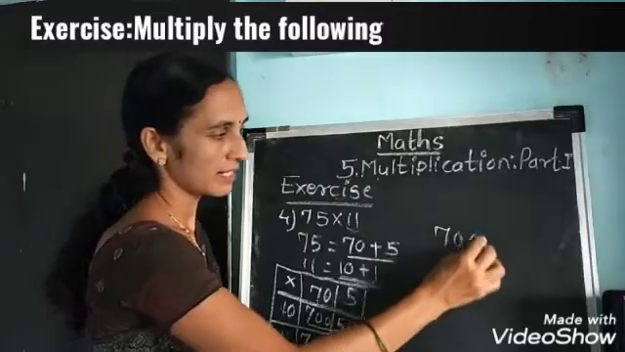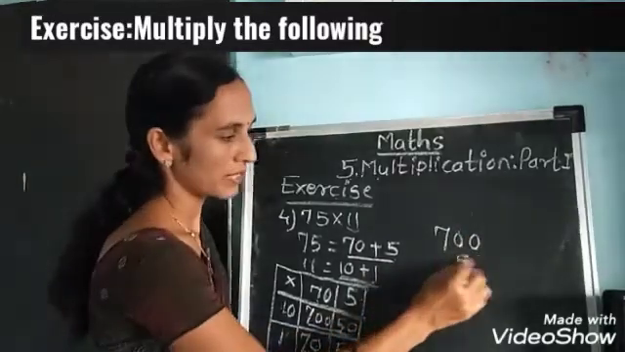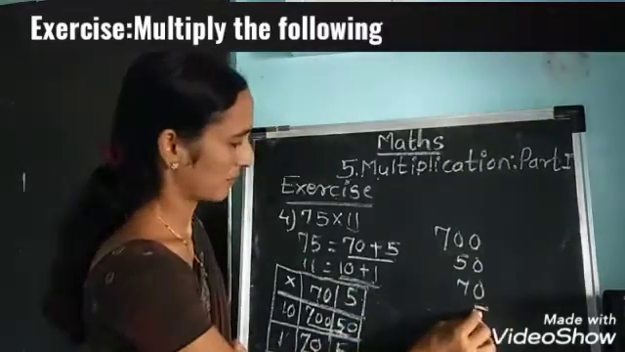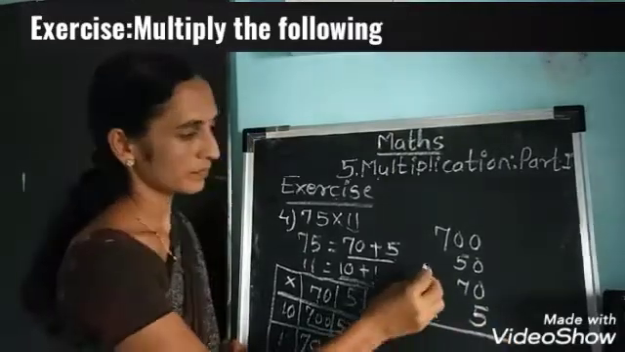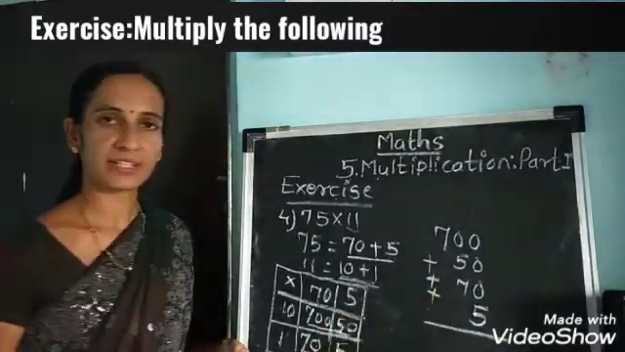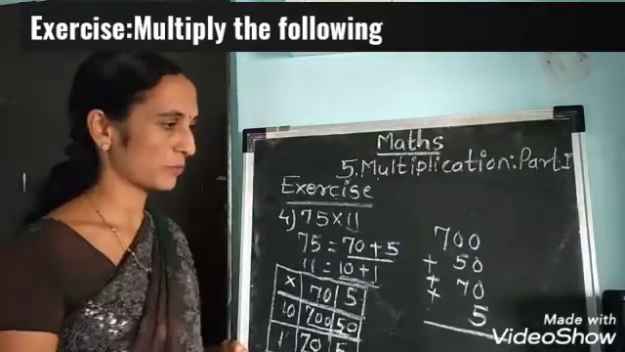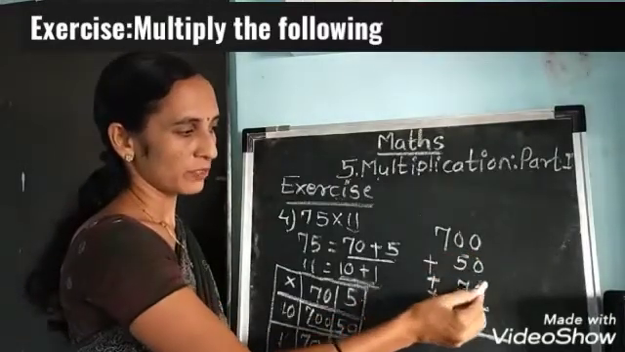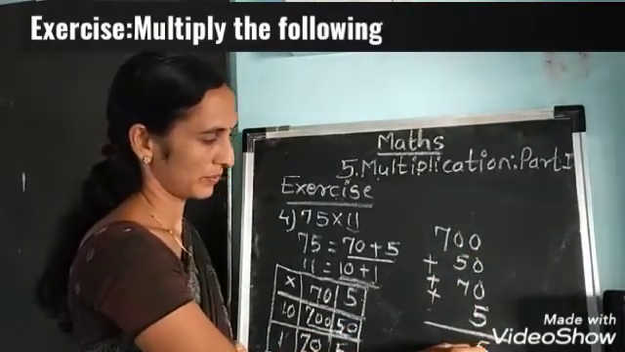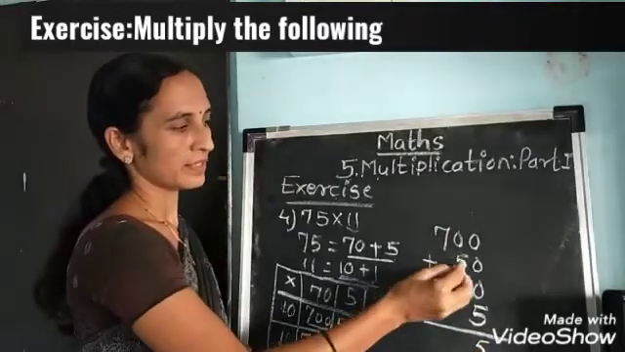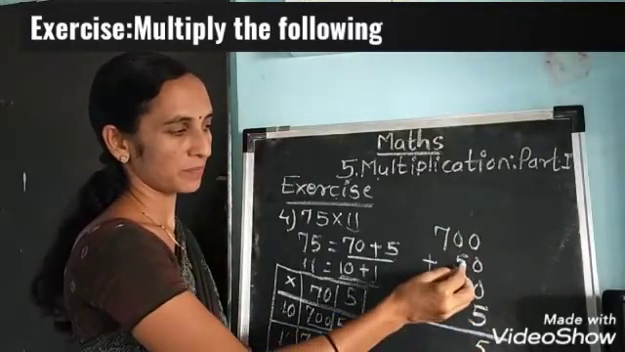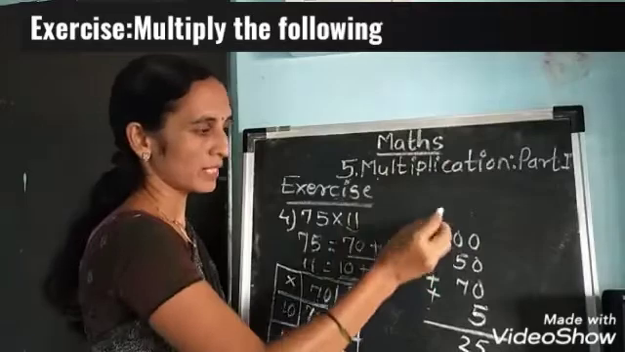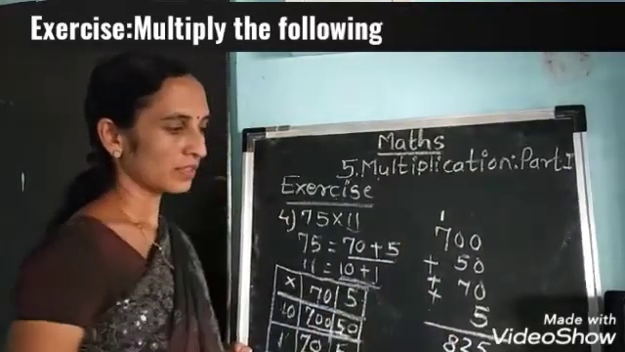See, 700 plus 50 plus 70 plus 5. You can give 3 addition symbols or 1 addition symbol, the meaning is the same. So no worry about it. Do addition here. 0 plus 0 plus 0 plus 5, 5. Okay. 0 plus 5 plus 7. 7 plus 5, 12. Give 1 carrying over. 7 plus 1, 8. Got?